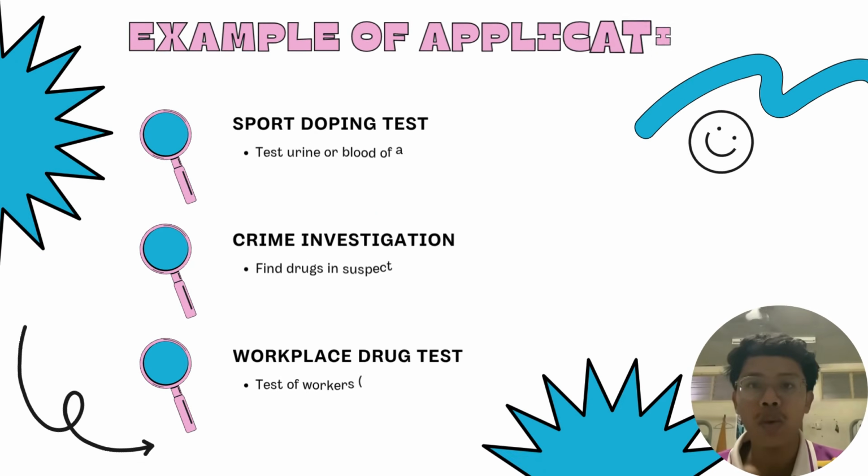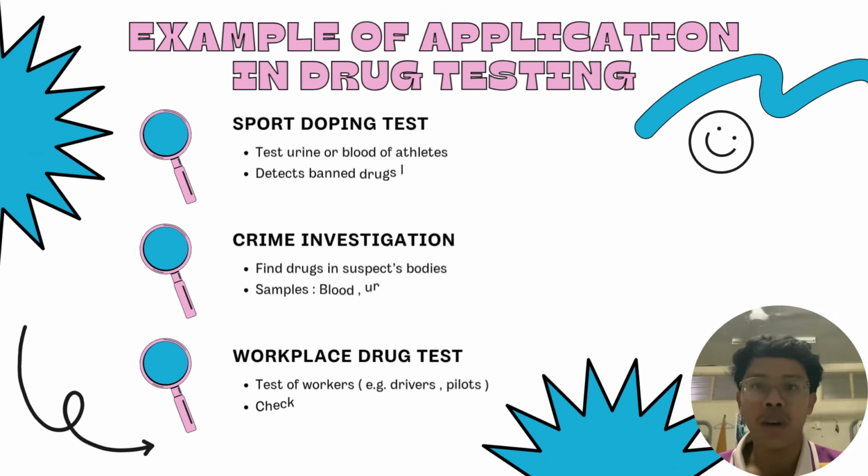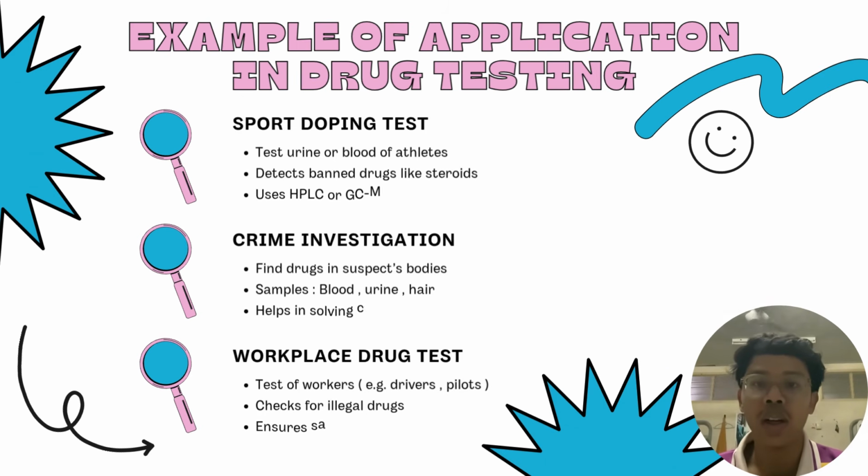For my part, I will explain some real examples of how chromatography is used in drug testing. First, in the world of sport, chromatography is used for doping tests. Athletes' urine or blood samples are tested using techniques like HPLC or GCMS. These tests can detect banned substances such as steroids or stimulants. This helps keep sport fair and clean.